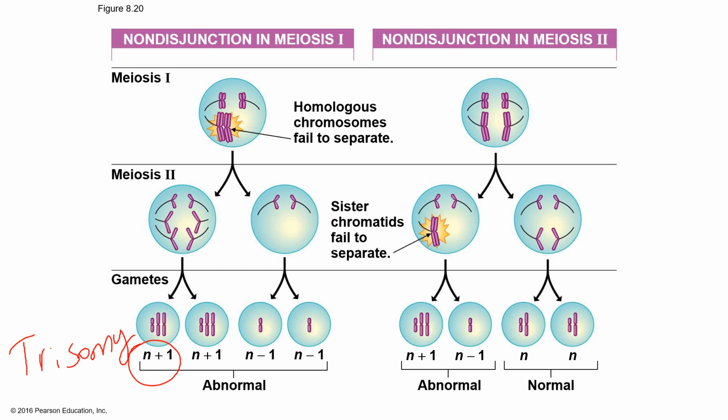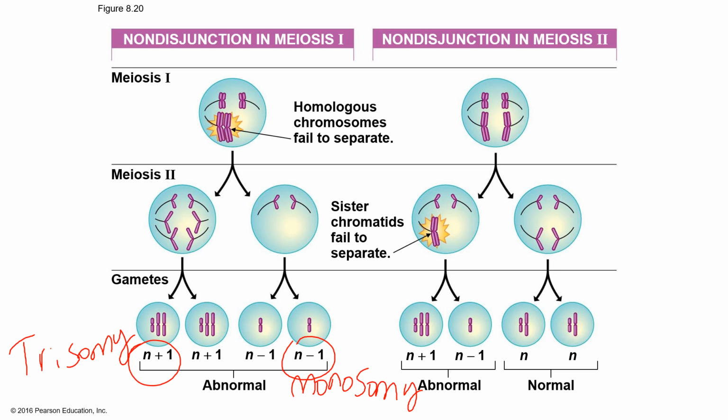And then here, N-1, as I said, you need 2 copies of your chromosomes. Now you have, let's say, 1 copy of that chromosome, and we call it monosomy. So mono meaning 1, and then tri again meaning 3. And monosomy or trisomy, if you have a fewer number of chromosomes, or if you have more chromosomes in your gametes, that is definitely considered abnormal.